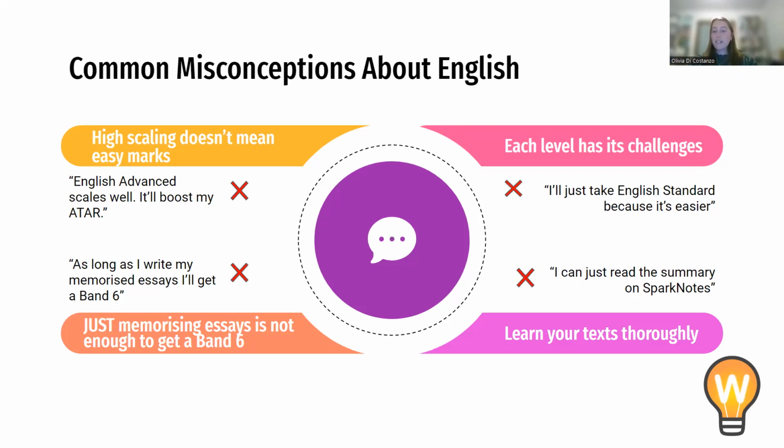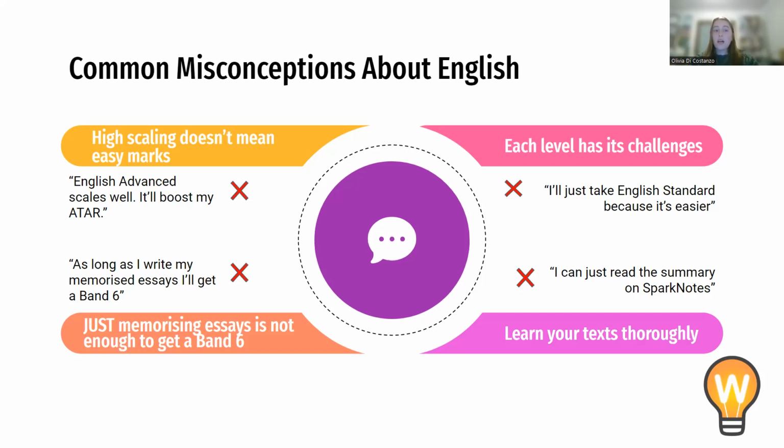So firstly, as Irene did mention in science, the same applies in English. High scaling doesn't mean easy marks. Yes, it's true that some subjects do scale higher than others, but don't go picking English Advanced because you think it will automatically boost your ATAR, right? Instead, it's important to choose the level that you think you can succeed in. And if that is English Advanced, then that is great because you also have that scaling advantage, but you do need to do well in order for that to take effect.